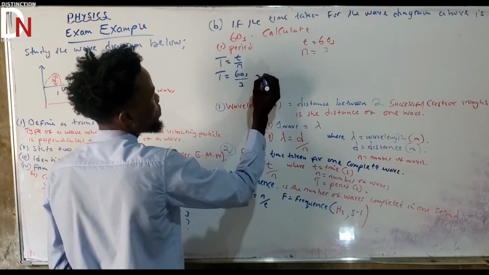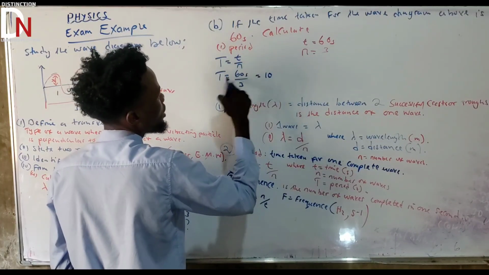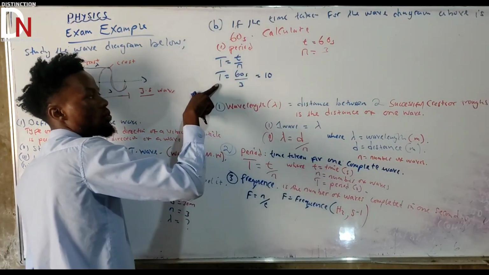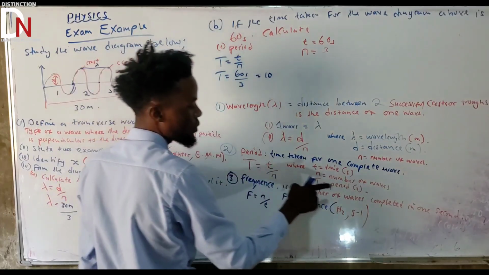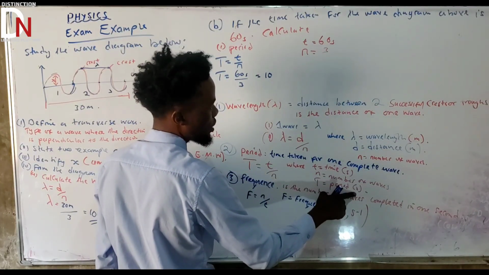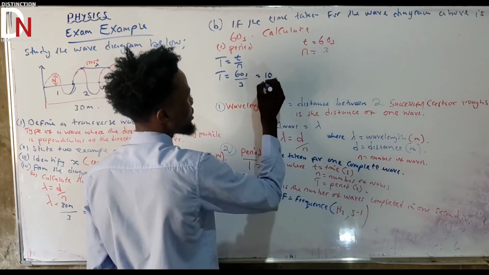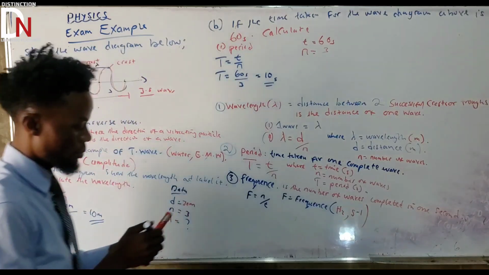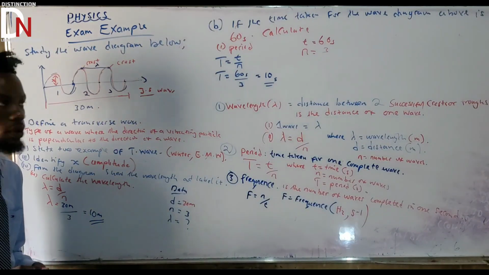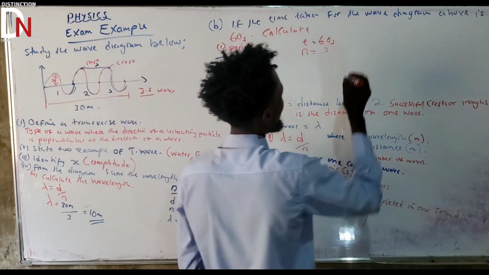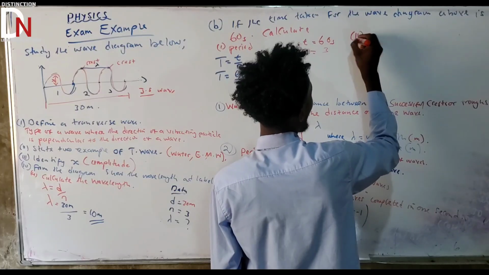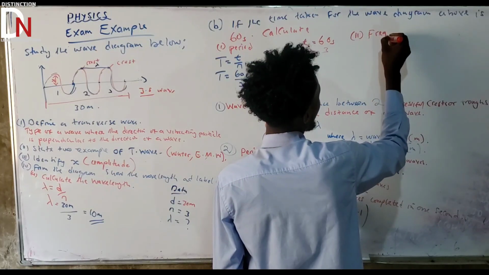What could be the answer? 60 divided by 3 will give us 10. Then what's the correct unit for period? If you look here, the period is measured in seconds. So you put seconds. That's the correct answer. Very, very simple and straightforward, okay? Then what is the other question that they can ask you? They are going to ask you to find frequency.